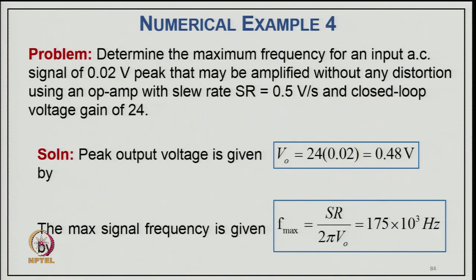Now coming to numerical example 4. The problem is to determine the maximum frequency of an AC input signal of 0.02 volt peak that may be amplified without any distortion using an operational amplifier with a slew rate of 0.5 volt per second and closed loop gain of 24. So now the peak output voltage is given here, VO equal to 24 into 0.02, so it becomes 0.48. The maximum signal frequency is obtained because of slew rate: F max equal to SR upon 2 pi VO, that is 175 into 10 to the power 3 hertz.